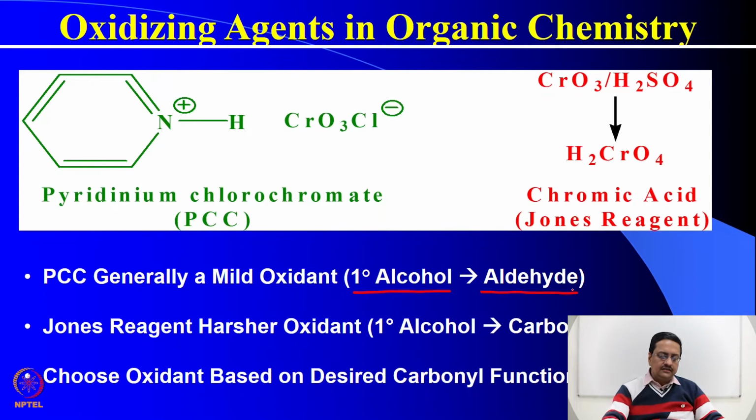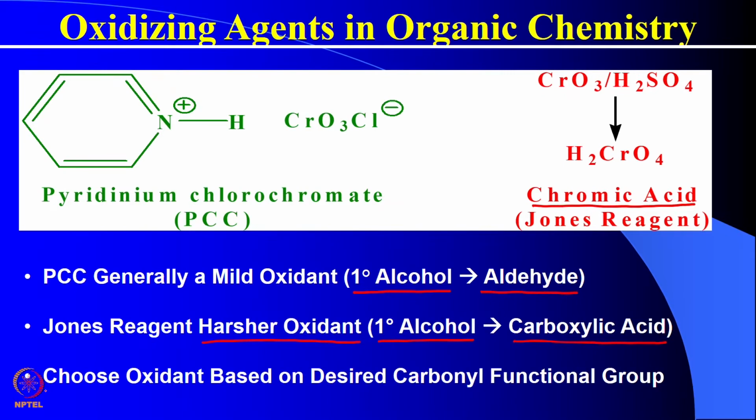Jones reagent, which is chromic acid, is a harsher oxidizing agent, and it oxidizes 1 degree alcohol to a carboxylic acid. This Jones reagent can be easily prepared in the lab using potassium dichromate and concentrated sulfuric acid. So what we do is we choose the oxidant based on the desired carbonyl functional group that we want upon oxidation.